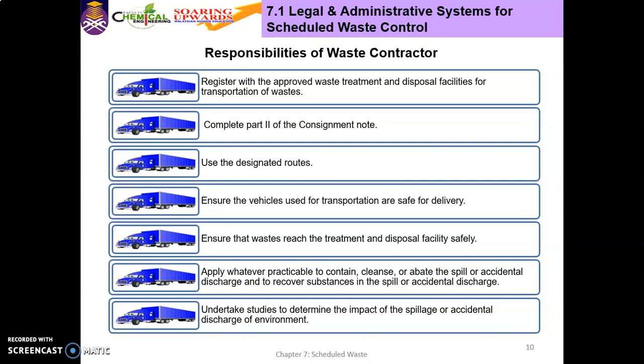For waste contractor, okay, the one that responsible for transport the scheduled waste. First, they need to register with the approved waste treatment and disposal facilities for transportation of waste. Complete the consignment note, use designated routes, ensure the vehicle used for transportation are safe for delivery. Kita tak boleh guna lori yang biasa saja, kena make sure proper vehicles. And also ensure that waste reach the treatment and disposal facility safely, and apply whatever practicable to contain, cleanse and also abate the spill or accidental discharge. And lastly, undertake studies to determine the impact of the spillage. That is responsibility of waste contractor or the transporter.